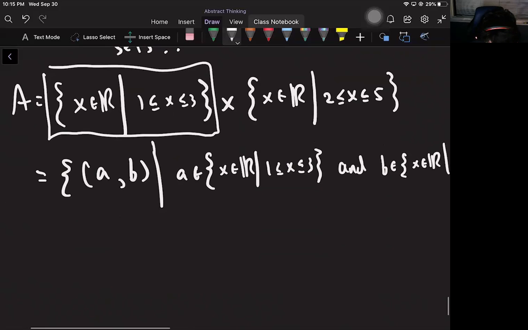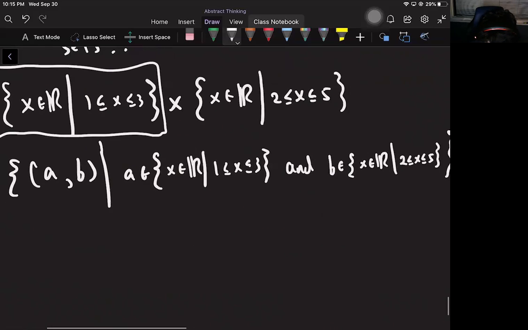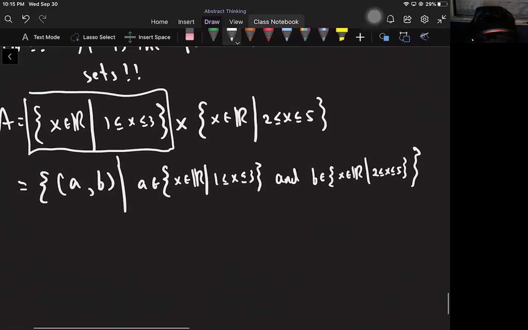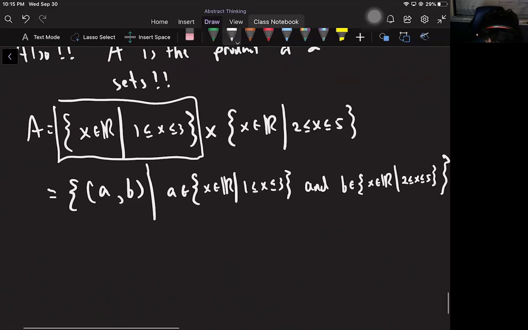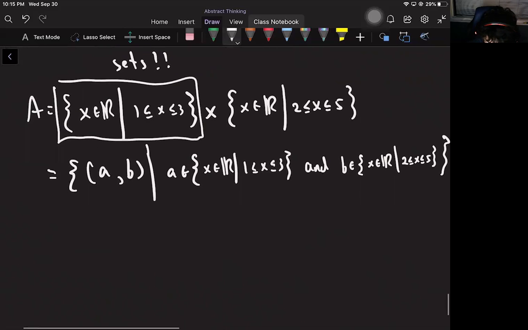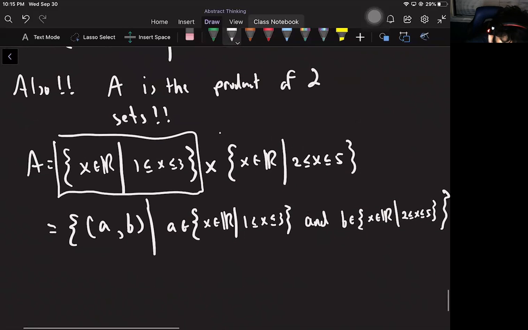Okay, so I know it looks a bit complicated, all this stuff going on, but really this is just saying that to build a rectangle, you just have to take the product of two intervals. These are actually called intervals.